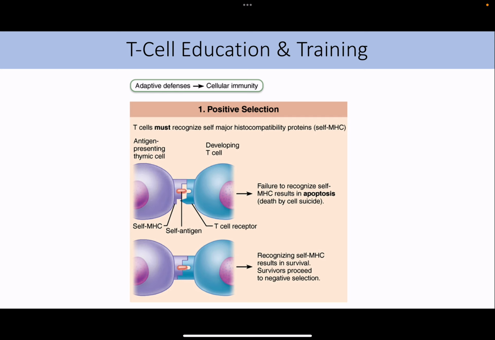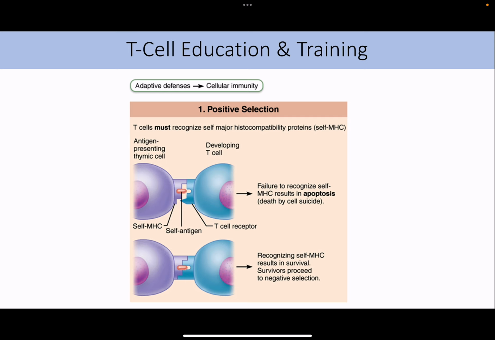The first one is called positive selection. In positive selection, they have to positively recognize that self-MHC, the major histocompatibility complex, those set of proteins that are on the surface of every one of your cells. The T cells have to be able to positively recognize it. They have to be able to bind to it in order to tell, okay, I recognize this thing. This is a self cell. I can ignore this cell. It's not harmful. I don't need to attack it.